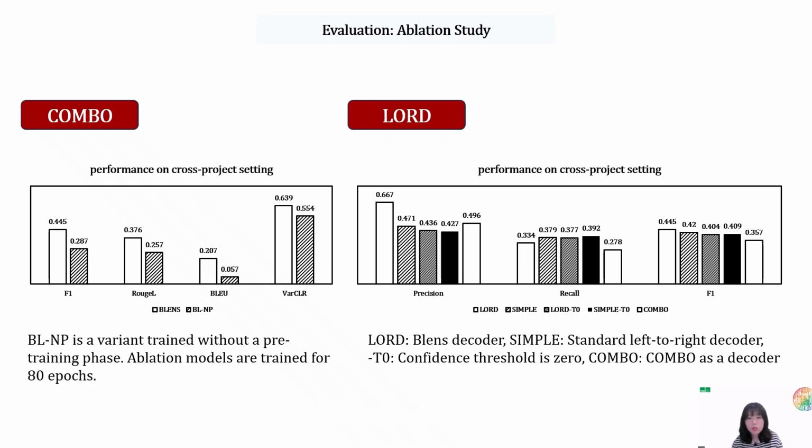And on the right part, we have the ablation study for LORD. Here we compare against several variants. So the first is simple, which is a standard left-to-right decoder with a confidence threshold, and then LORD T0, which is LORD without the threshold, and then simple T0, which is the left-to-right decoder without threshold, and COMBO, replacing LORD with COMBO as the decoder. So from the results, LORD achieved the highest precision, with some trade-off in recall, but overall delivered the best F1 score.